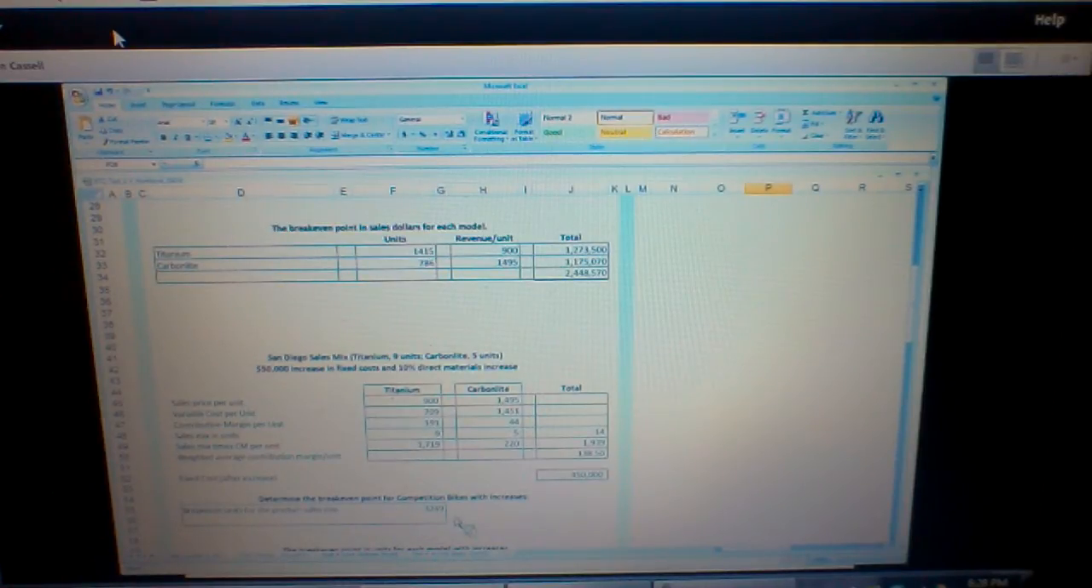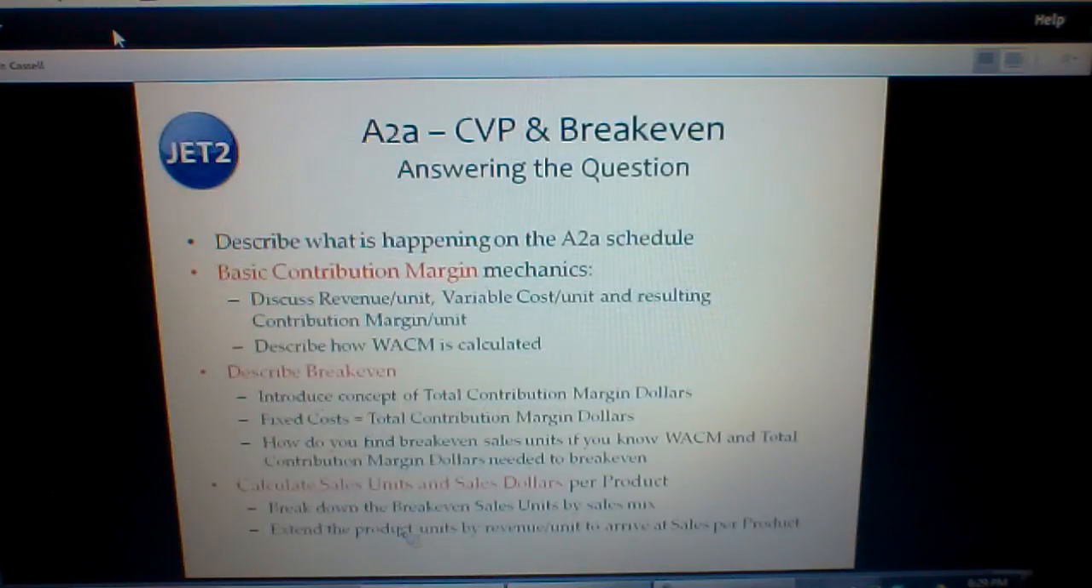This 3249 includes both changes, both the 10% direct materials change and the $50,000 increase. Now, bear in mind, the graders want you to talk about these two changes separately. So I strongly suggest that you put them into two different paragraphs. And then talk about the change in the break-even sales units before the change and after the change in a third paragraph, just to sort of summarize. I think you'll have better results that way.